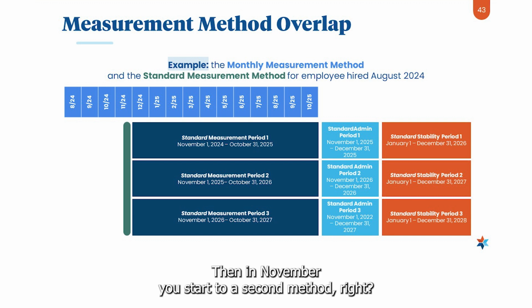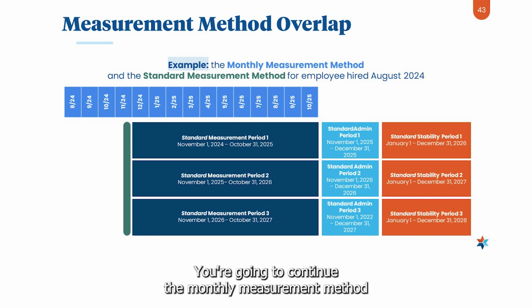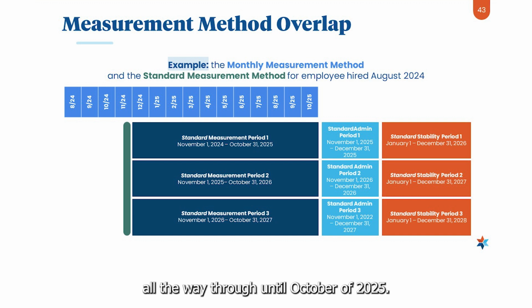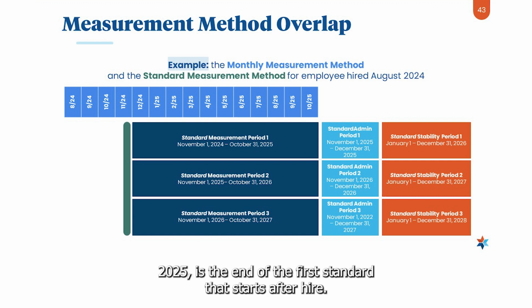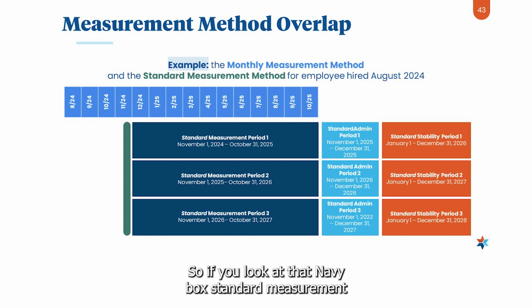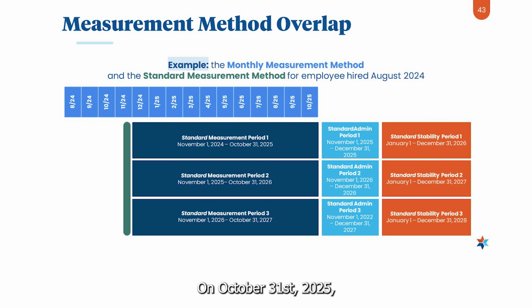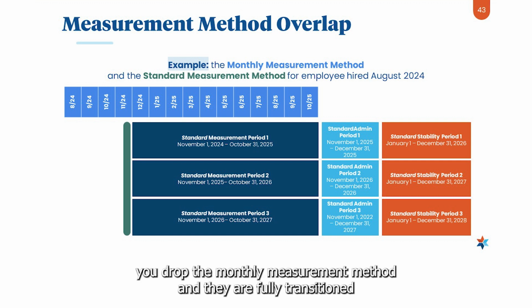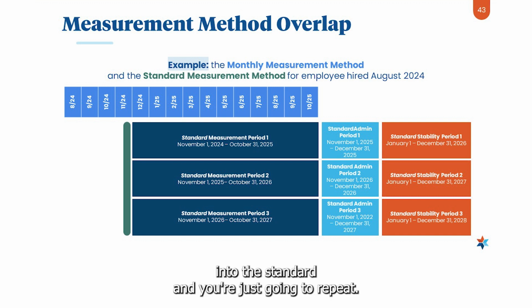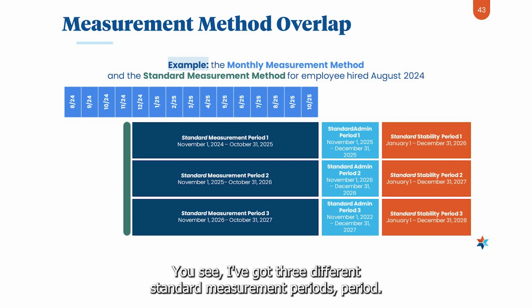Then in November, you start a second method, right? You're going to continue the monthly measurement method all the way through until October of 2025, right? Because why October 2025? Right, because October 31st, 2025 is the end of the first standard that starts after hire. So if you look at that navy box, standard measurement period starts November 1st, 2024 and ends October 31st, 2025. On October 31st, 2025, you drop the monthly measurement method and they are fully transitioned into the standard, and you're just going to repeat.